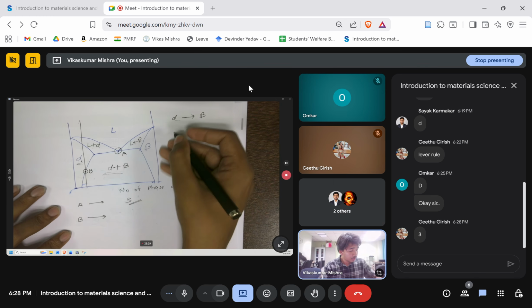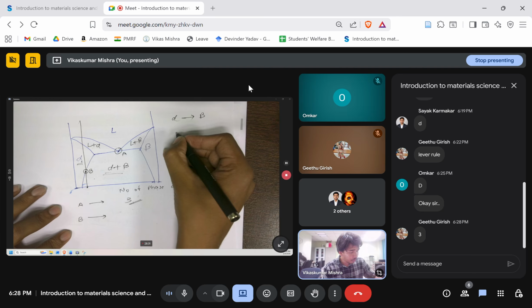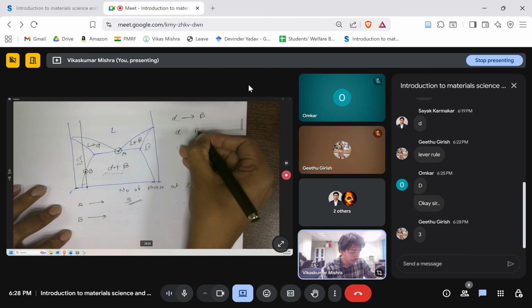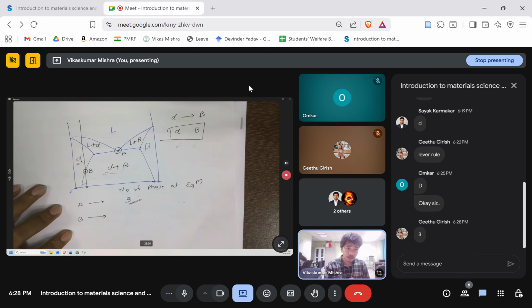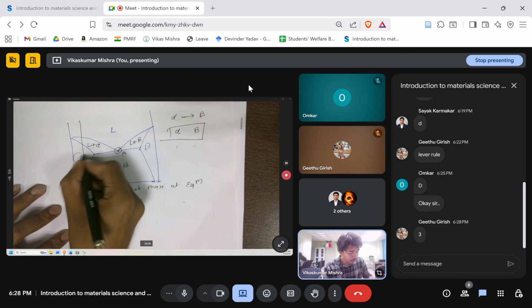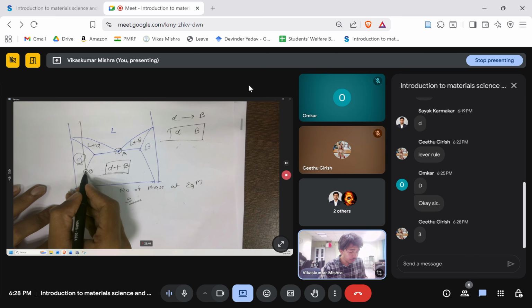Right. So at this particular point, we have alpha and we have beta also. Above this point, we only had alpha. Below, we have alpha and beta. So here, at this particular point, this is the equilibrium between these two.